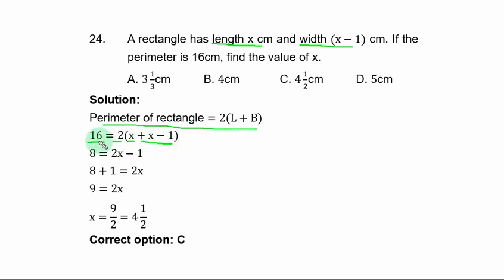If you divide through by 2, you have 8 equal to, you add the terms in the bracket, you have 2s minus 1. If you collect like terms, you have 8 plus 1 equal to 2s. That simplifies to 9 equal to 2s. Divide through by 2. S is equal to 9 over 2, and that is 4 whole number 1 over 2. C is the correct option.